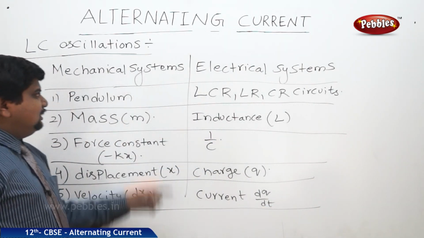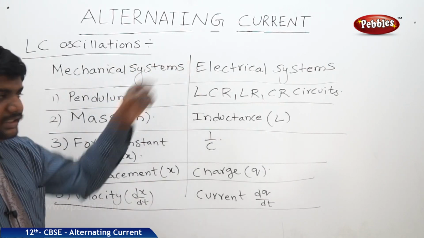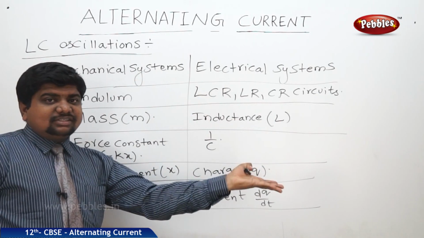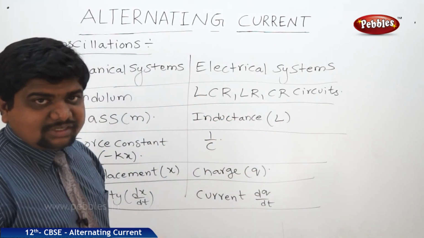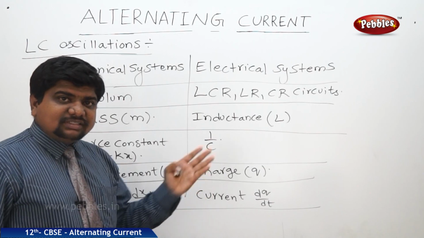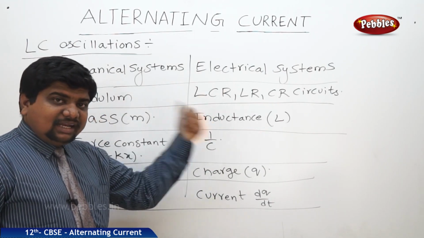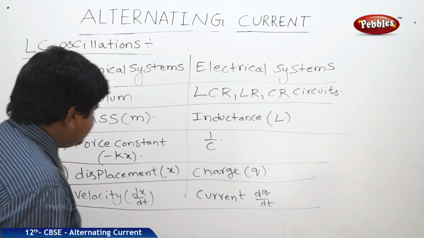Last one, energy. Here it is total mechanical energy, there is a total electrical energy. In mechanical energy, we are writing half kx square plus half mv square, where half kx square is the PE of the spring, half mv square is the KE of the spring. But in electrical systems, the energy is half Li square plus half Q square by C.